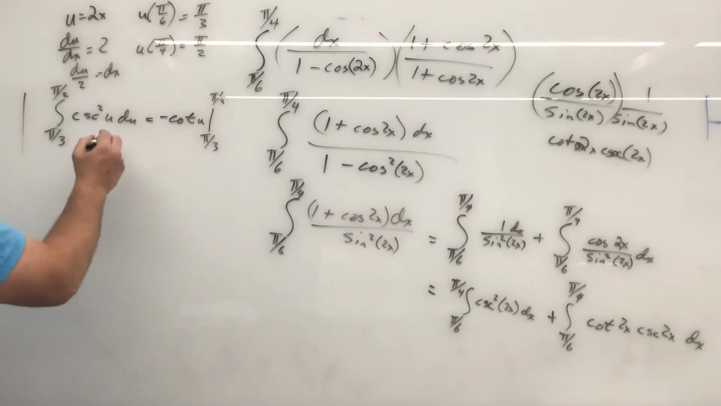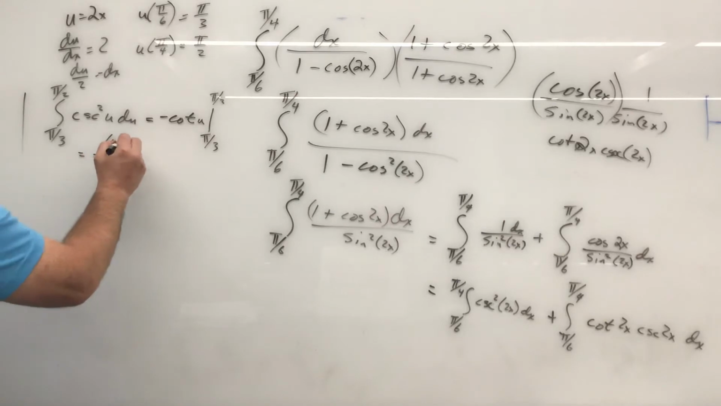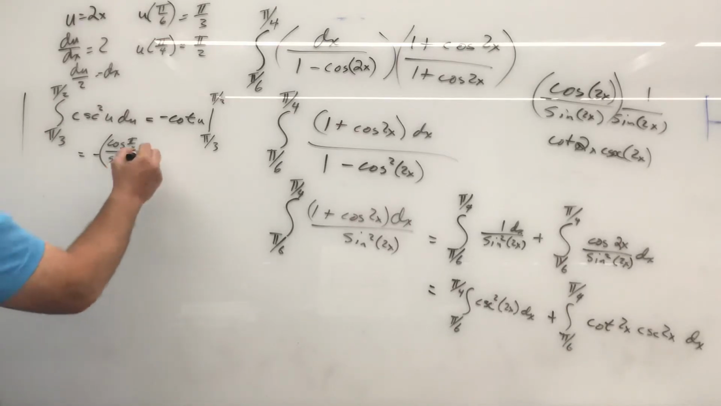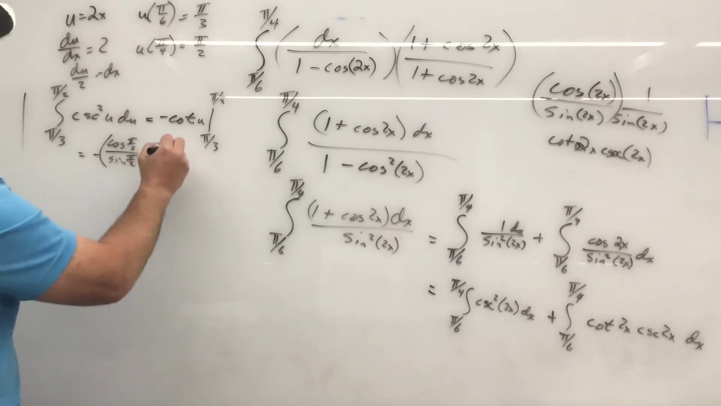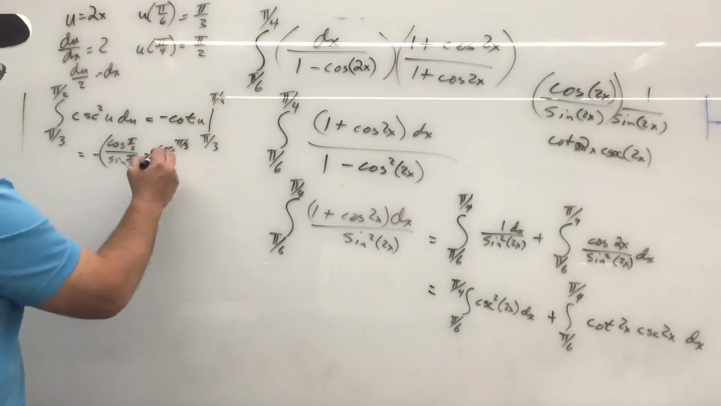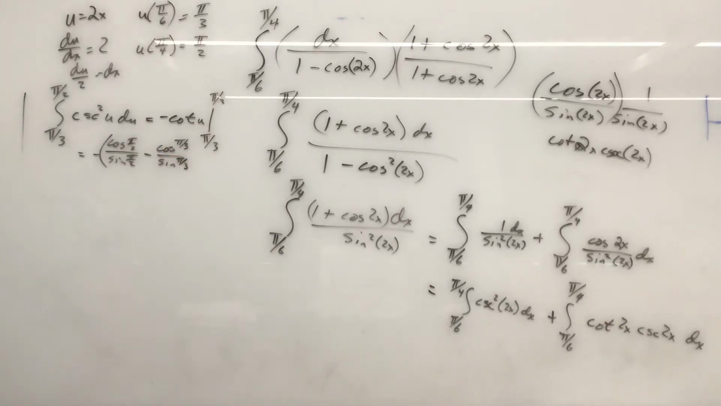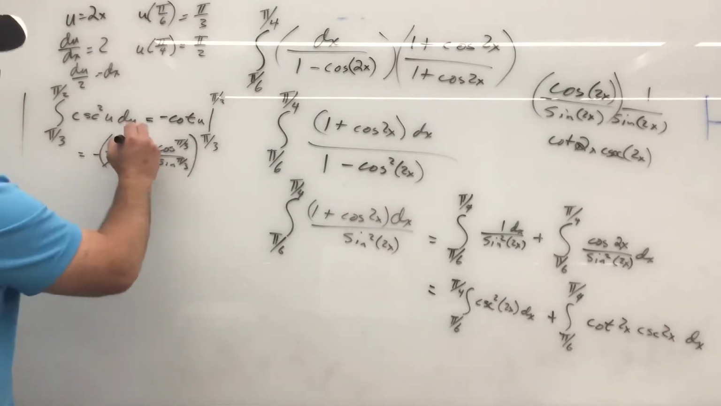Well, what is cotangent? Cotangent's cosine over sine. So this is cosine of pi over 2 over sine pi over 2 minus cosine pi over 3 over sine pi over 3. Cosine pi over 2, that's straight up on the unit circle. Therefore, that is 0. That term just goes to 0.